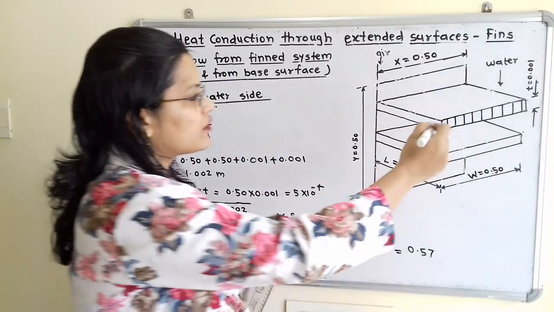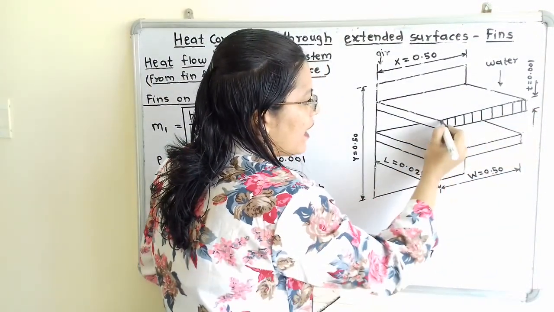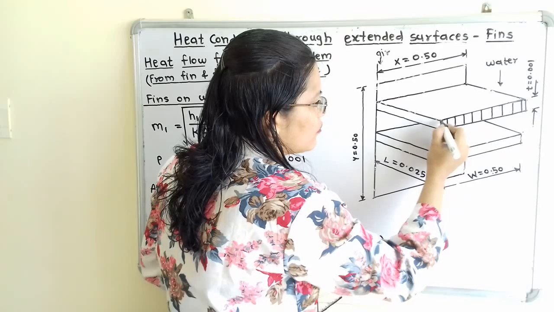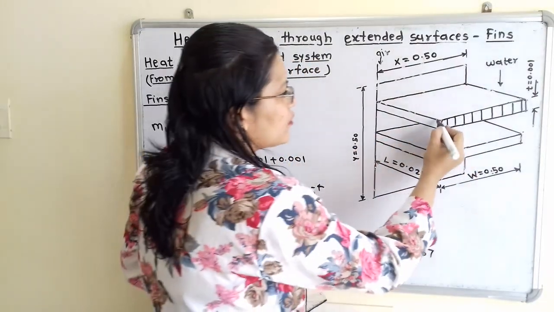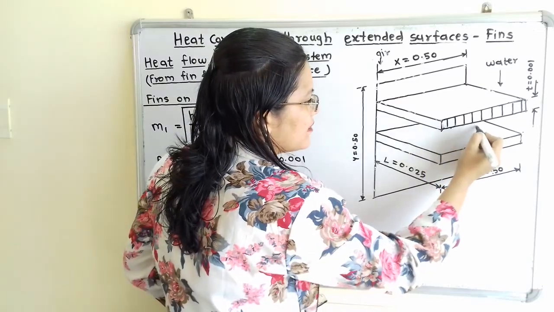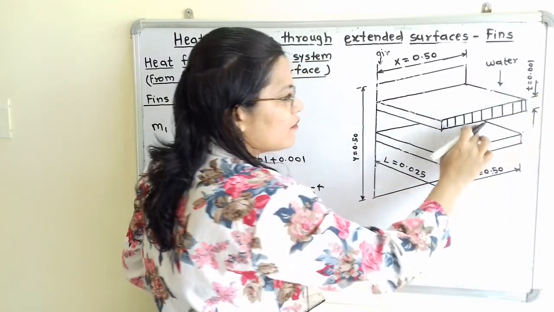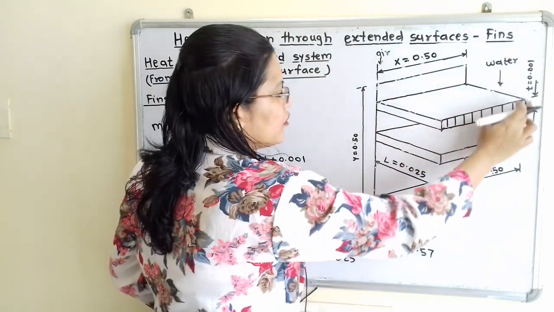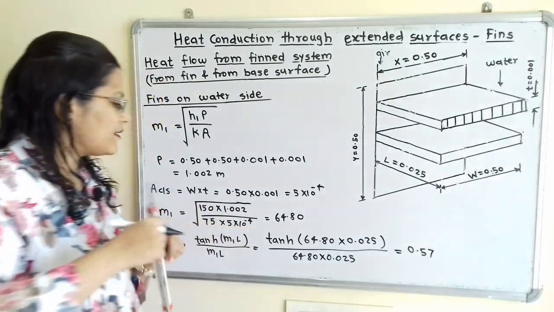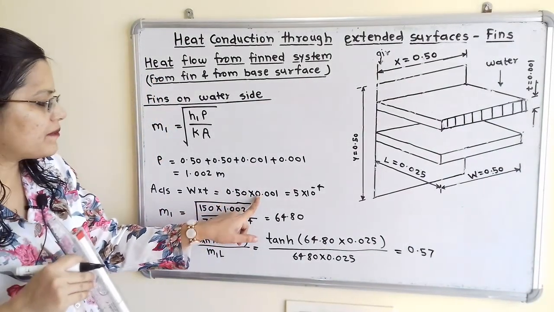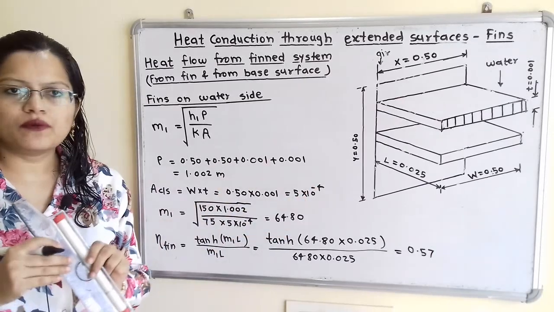Again, for the cross sectional area, that means this area I have highlighted earlier, we have to calculate this area. So how to measure this area? This is of rectangle shape, and here is W and here is T, that is width and thickness. So the cross sectional area of the fin is W multiplied by T. That means 0.50 multiplied by 0.001, which is equal to 5 into 10 raised to minus 4.